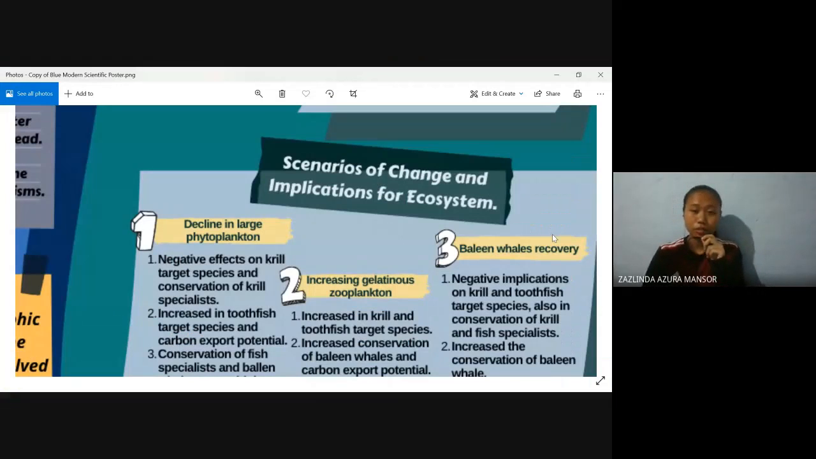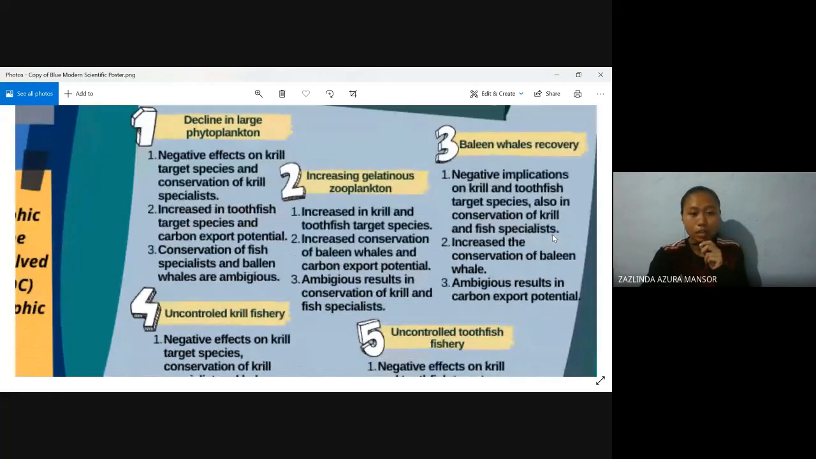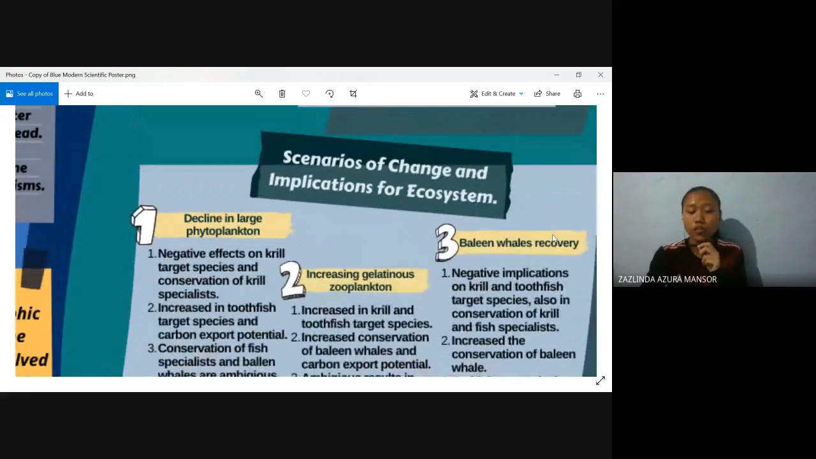Here are 5 scenarios of change and implications for the ecosystem that have been made to see the effect on krill target species, fish target species, conservation of krill specialists like adult penguins and petrels, conservation of fish or squid specialists like emperor penguins and certain elephant seals, and the fifth one, conservation of baleen whale, whether the effect is positive or negative. So the first scenario is a decline in large phytoplankton. It means a decrease in the number of large phytoplankton and an increase in the number of small phytoplankton. So the first result is it will give a negative effect to krill target species and conservation of krill specialists.